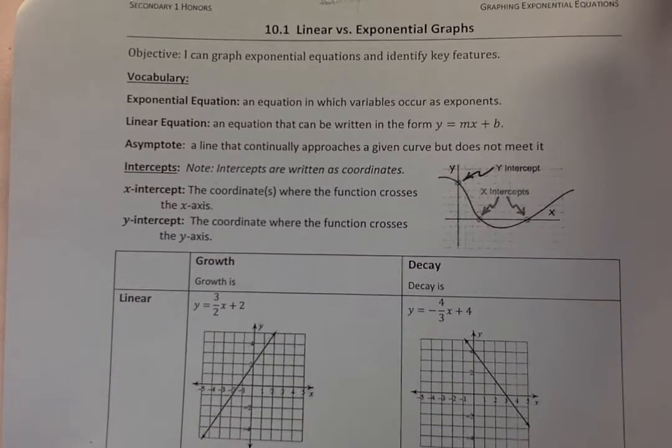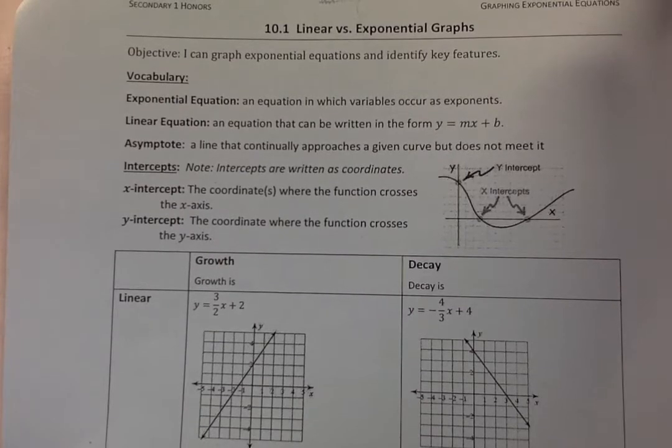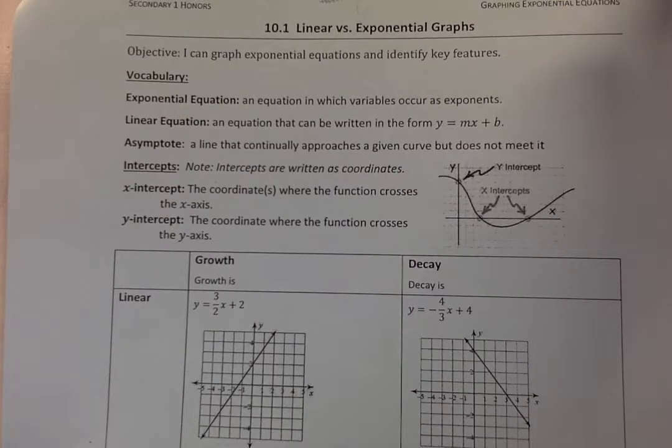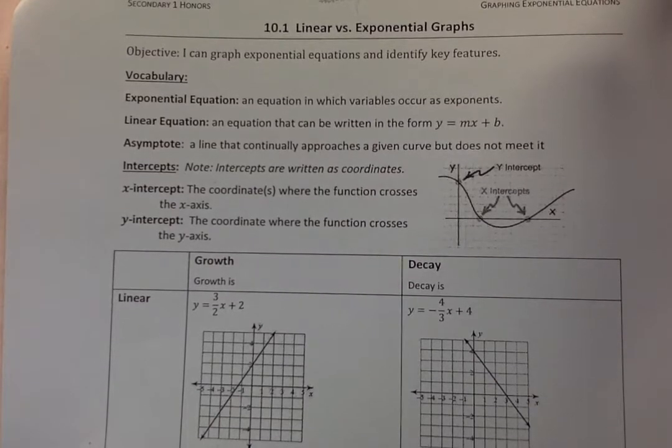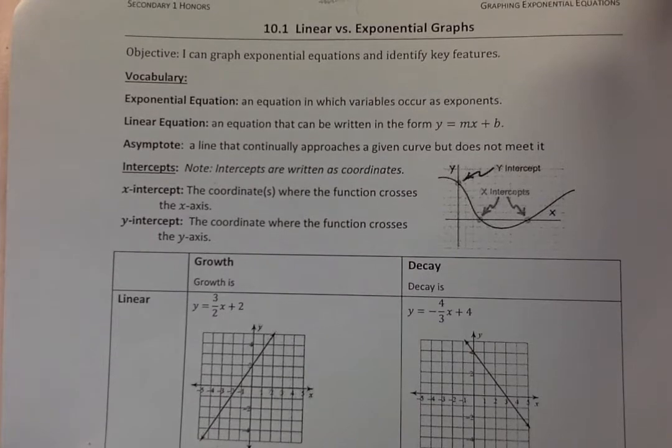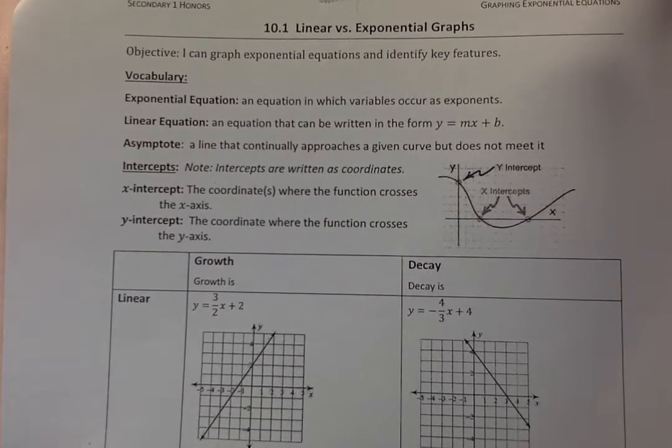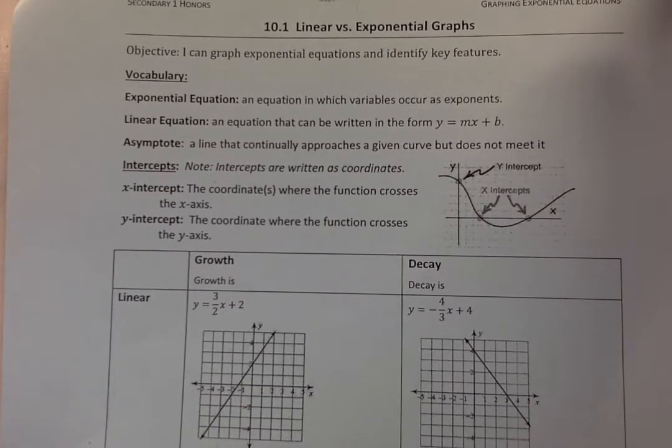An exponential equation is an equation in which variables occur as exponents. A linear equation is an equation that can be written in the form y equals mx plus b. An asymptote is a line that continually approaches a given curve but does not meet it.